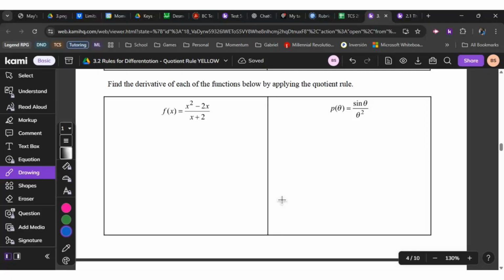All right, find the derivative of each of the functions below by applying the quotient rule. So, f prime of x is going to be low d high minus high d low, which is 1.